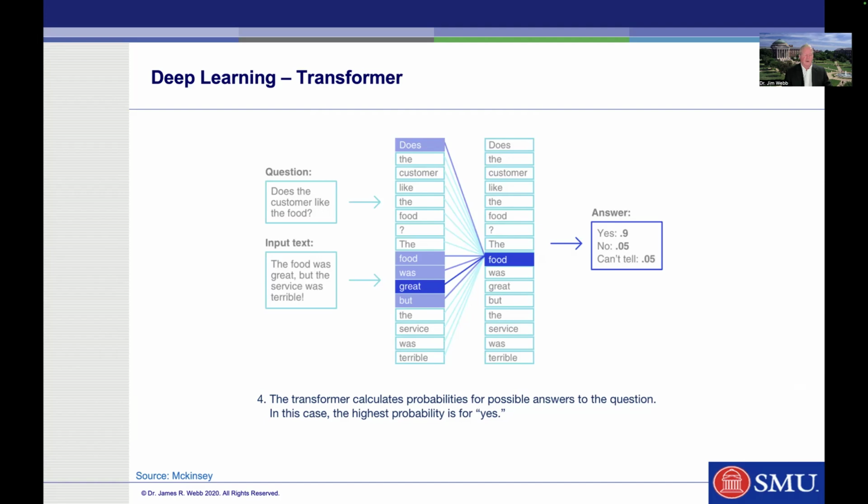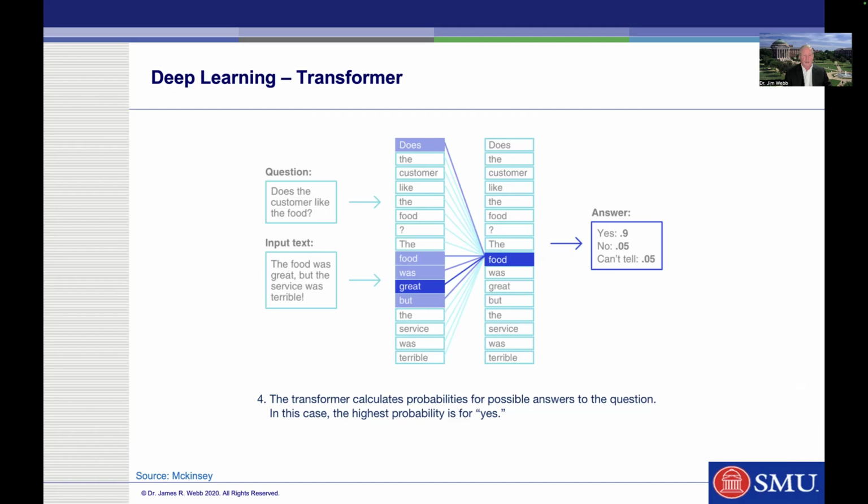But say a restaurant just wants to ask, do you like the food? Does the customer like the food? So you ask, but the customer wants to say, yeah, the food's great, but the service is terrible. Now you've got these extra words in there that you're going to have to filter through because you've got the word terrible in there.